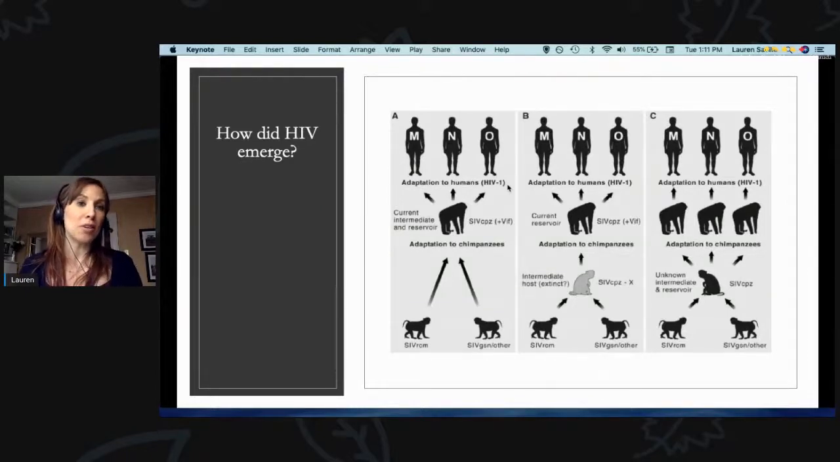And there are three hypotheses as to how it emerged. But hypothesis A is what right now has the most evidence. So what probably happened is there were two different monkey species that each had a strain of SIV, which is simian immunodeficiency virus. This is like HIV in humans, but it affects simians, which are primates, instead. Those two monkeys were then eaten by one chimpanzee. Chimpanzees do hunt monkeys on occasion, and so this one chimpanzee would have eaten parts of these two monkeys.